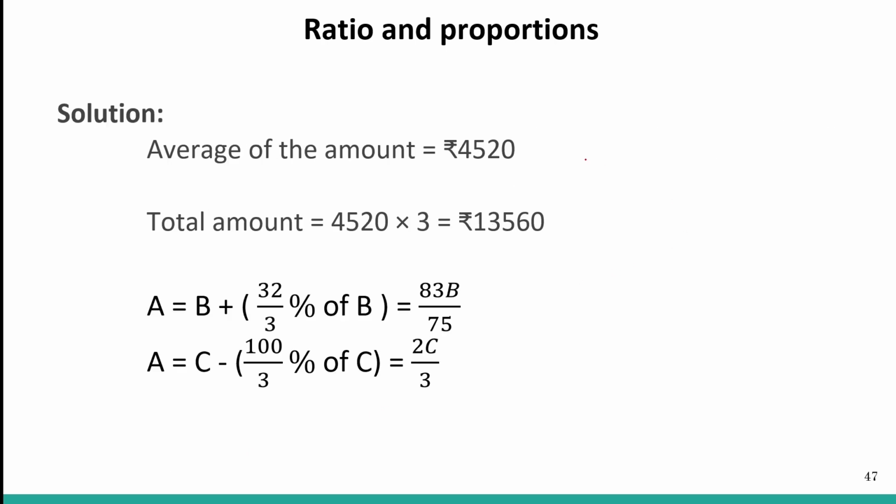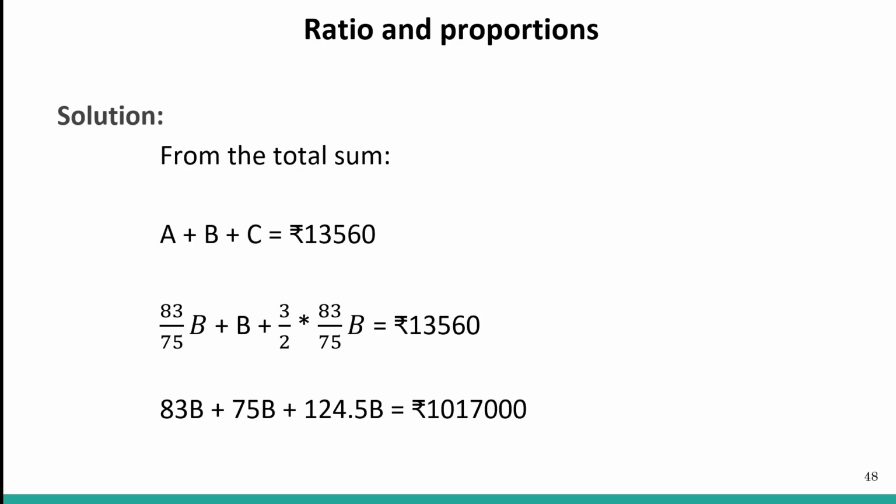So average of the amount will be 4520, so total amount is 4520 into 3, so 13560. So A is equal to B plus 32 by 3% of B, that is 83 by 75B. A is also equal to C minus 33 and 1 by 3% of C, that is equal to 2 by 3C. So from the total sum, A plus B plus C is equal to 13560: 83 by 75B plus B plus 3 by 2 into 83 by 75B.